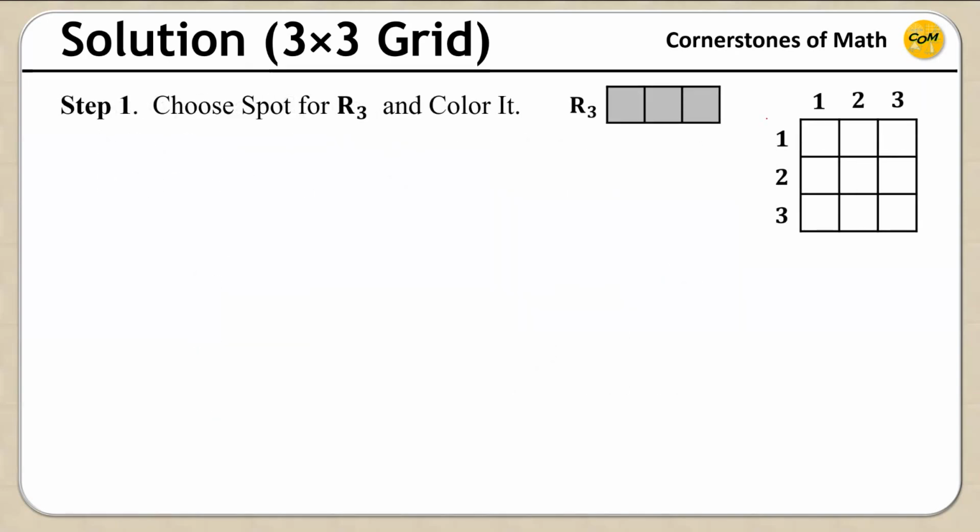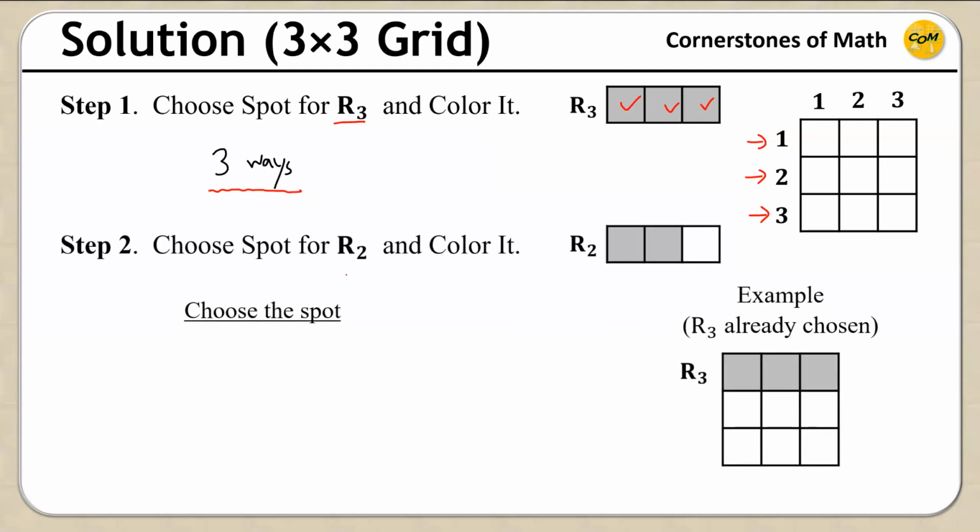Now let us get back to the 3x3 grid. We can count the number of cases as follows. First, we consider the process of choosing the spot for row R3 and color that row. This step is really easy. We simply choose one of these 3 rows and then color every square in that row. Therefore, there are 3 ways to choose and color the row R3.